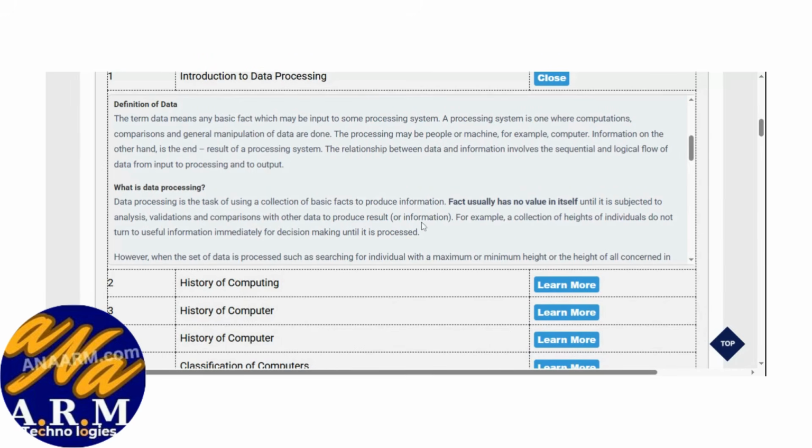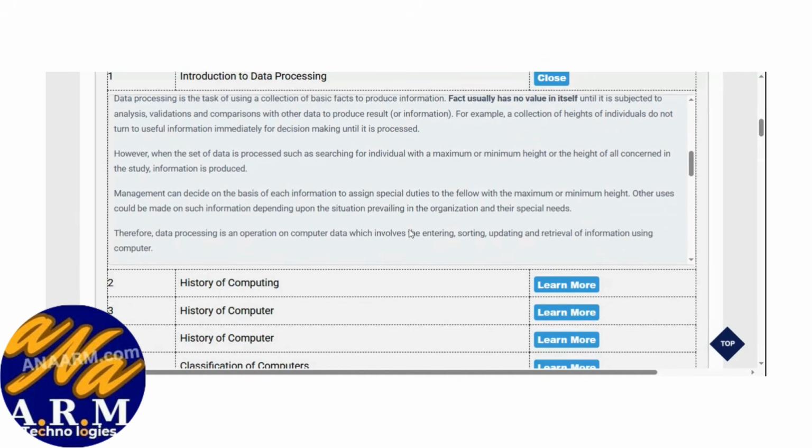produce a result, or information. For example, a collection of heights of individuals does not turn into useful information immediately for decision making until it is processed. However, when the set of data is processed, such as searching for the individual with the maximum or minimum height, or the average height of all concerned in the study, information is produced.